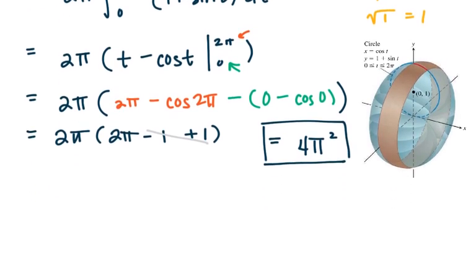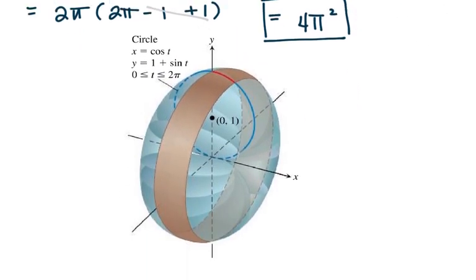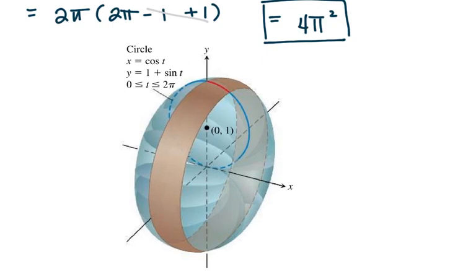I've pulled an image in here. I just wanted you to really be able to see what we're looking at. We're looking at the surface area of this region that's created when we revolve that circle of radius 1 centered at (0, 1) about the x-axis. We create kind of this donut with no hole. It's still donut shaped, but the hole is basically filled in. So I hope that helps.